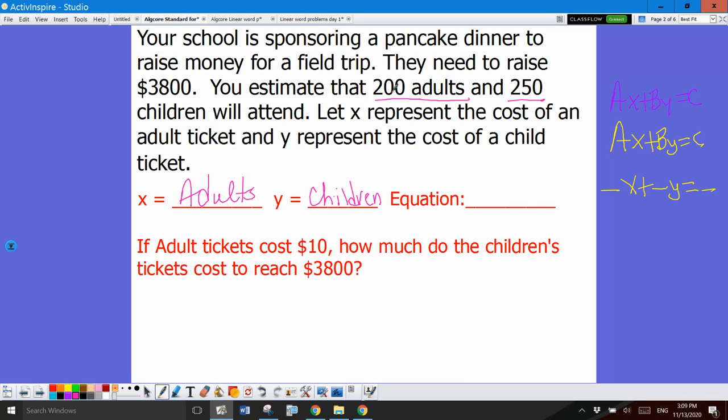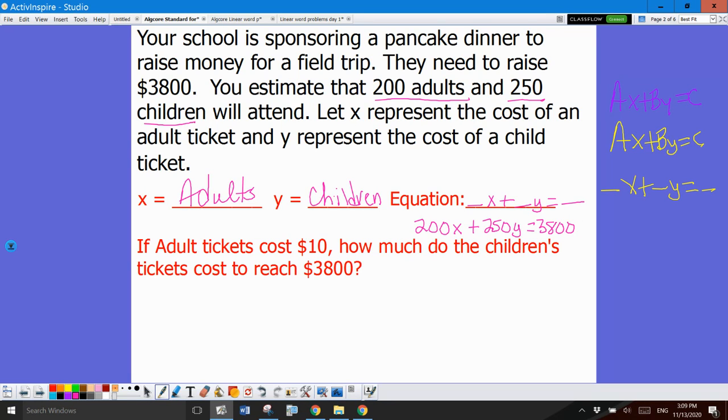All right, so we've got 200 adults and we have 250 children. So my equation would be something X plus something Y equals my total. I would have 200X plus 250Y equals my total of 3,800.